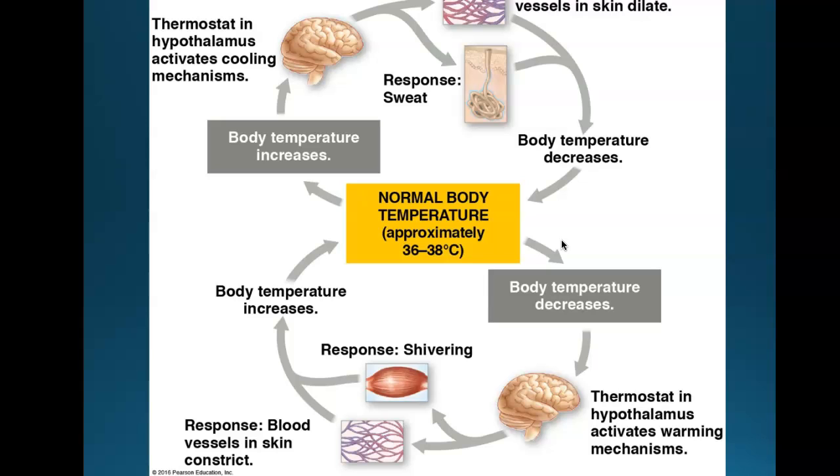All right, and this is really just repeating what I already talked about with body temperature and the hypothalamus sensing temperature changes and creating a response.